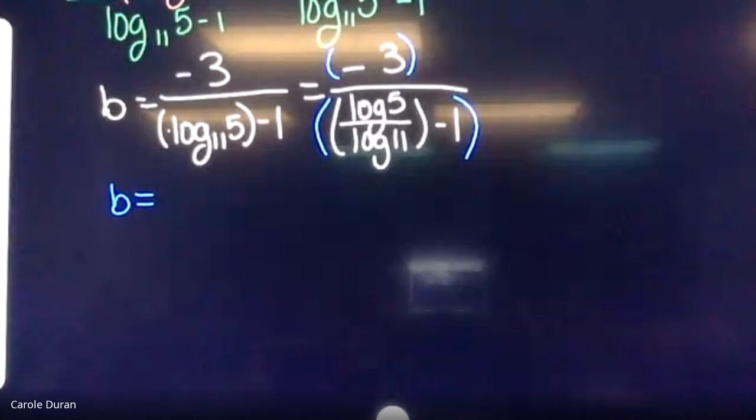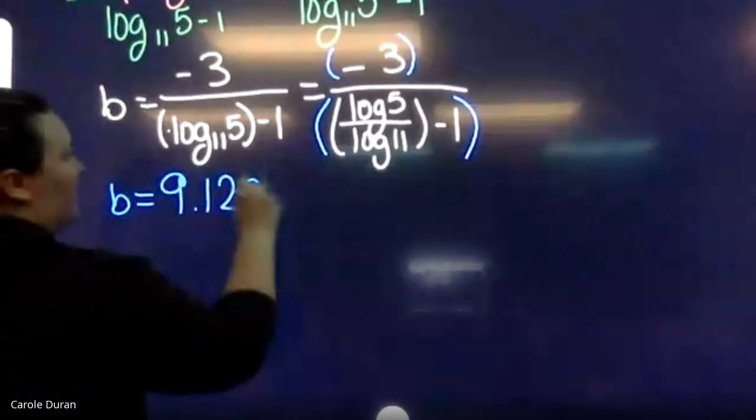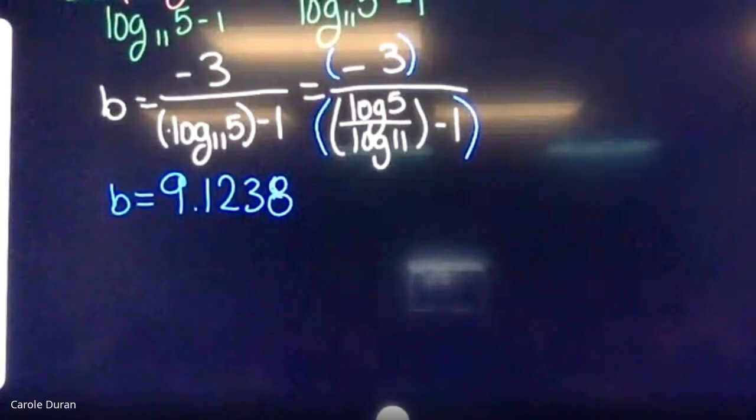Is it a negative? No, it should have 9 as the whole number, and then it's going to have decimals. Should be 9.1238. Hey, that's so good. I did it. Can I see how you plugged it in? I put parentheses negative 3 divided by parentheses, log divided by 5, that had parentheses around it, and then log 11. You might not have closed the parentheses. Plug it in again and then I'll look at it. But it should be 9.1238.